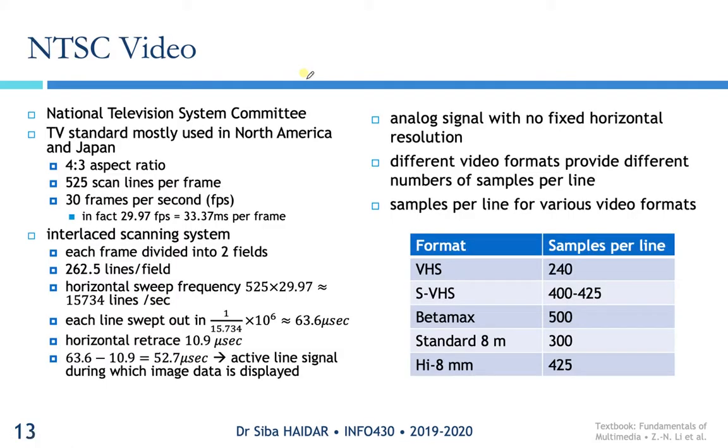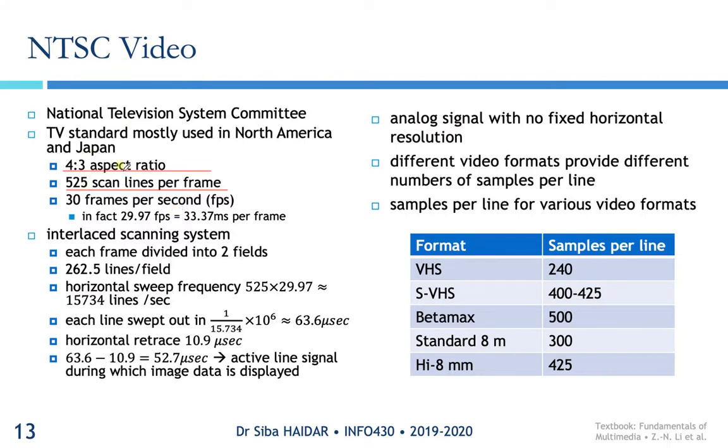Here we come, we are still in the section on analog video, and we arrived at the first analog video standard, which is called NTSC. You remember this standard because we mentioned it in the chapter on color, when we divided the world map and indicated where the NTSC standard was used. We didn't explain it then, but we mentioned that it used a color model. NTSC is the National Television System Committee, a TV standard mostly used in North America and Japan, and it uses the aspect ratio 4:3, with 525 scan lines in each frame.